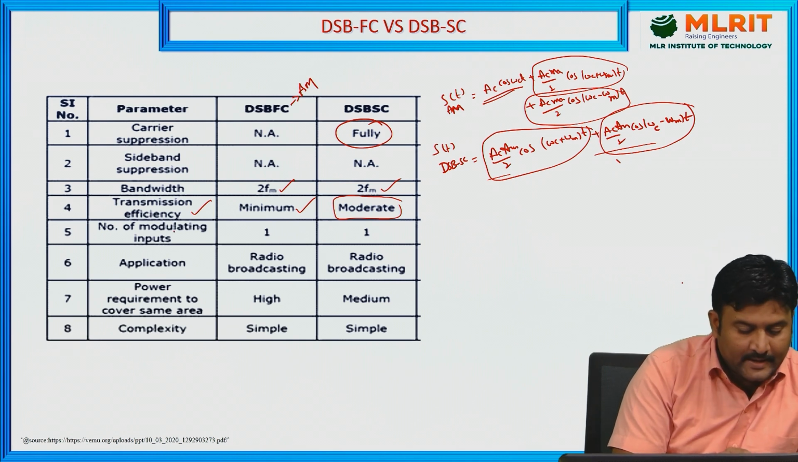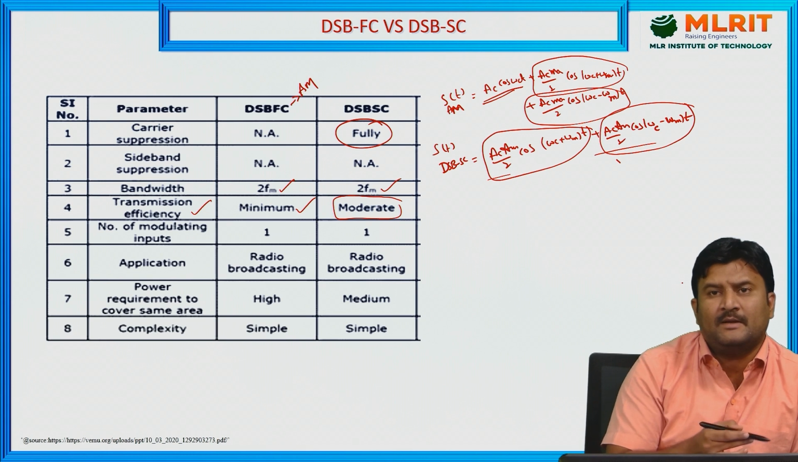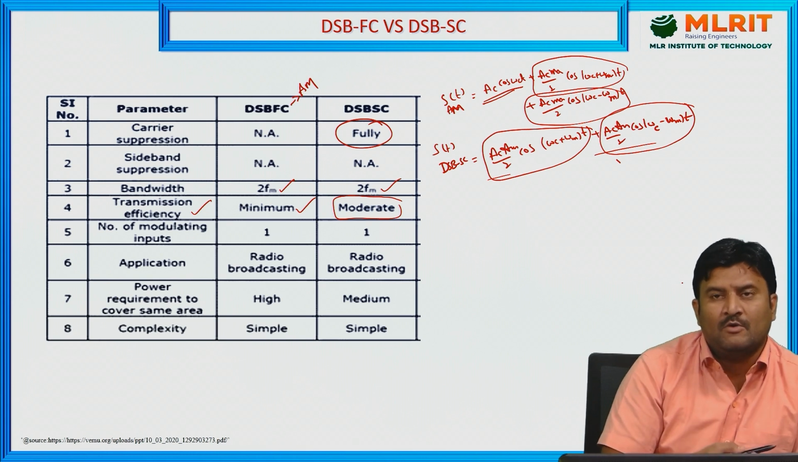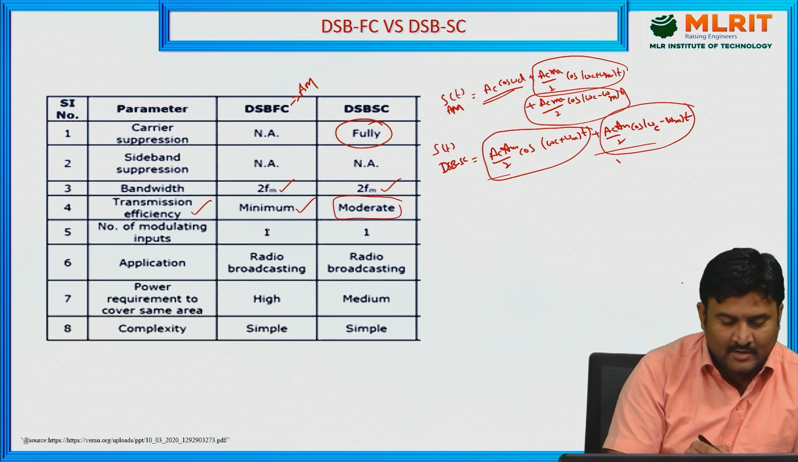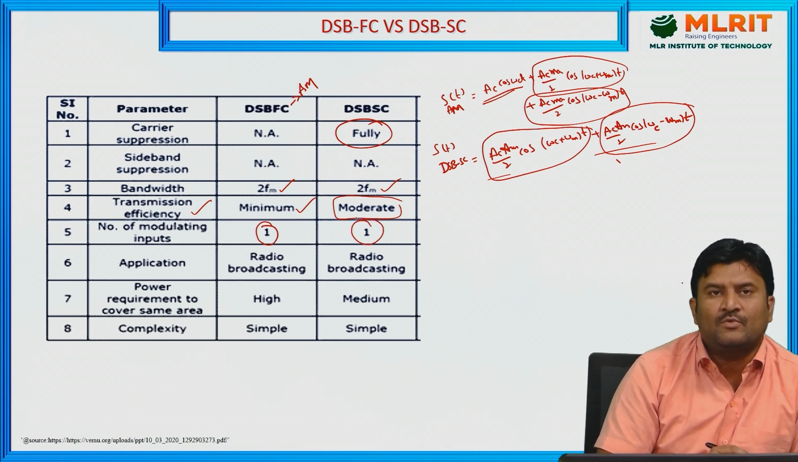And here, number of modulating inputs. We know very well, modulating inputs is nothing but the message signal inputs. How many are you giving? Only one input signal. That's why in the case of AM it is 1, and in the case of DSB-SC it is also 1.